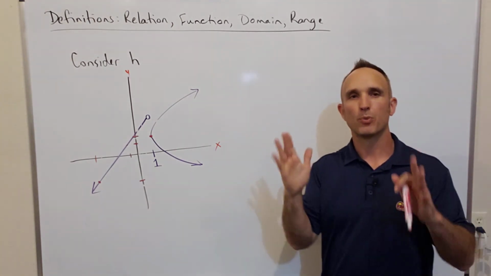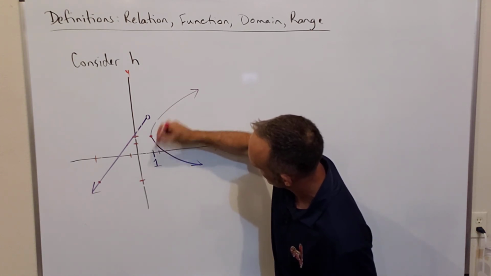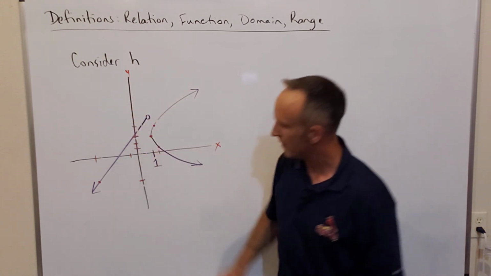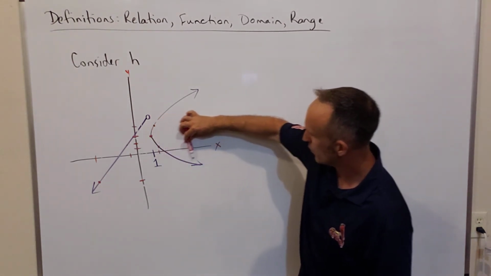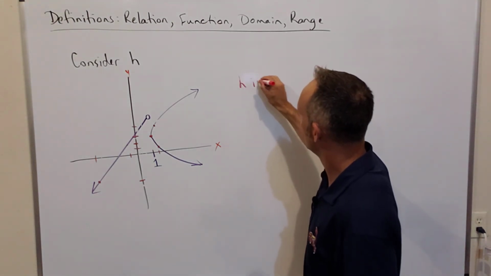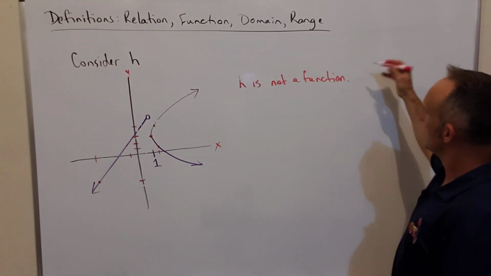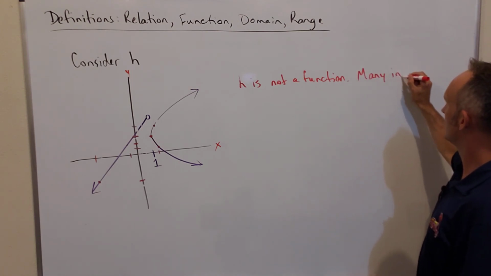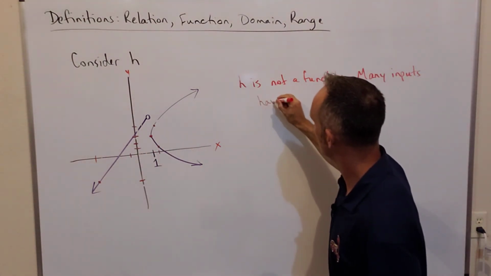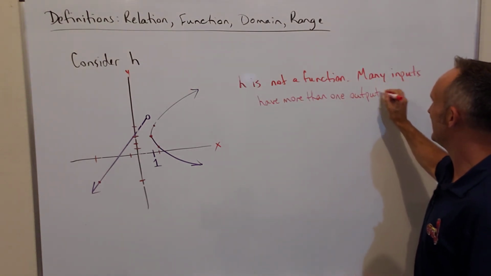We're good so far. The problem occurs when we scan after 1. Immediately after 1, we can see, like right here at this input, we have two different outputs, two different Y values. And you can see that that's true everywhere past 1. There are lots of inputs that have more than one output. So H is not a function. And we could even specify the inputs bigger than 1. Many inputs have more than 1 output, okay? Many inputs do.